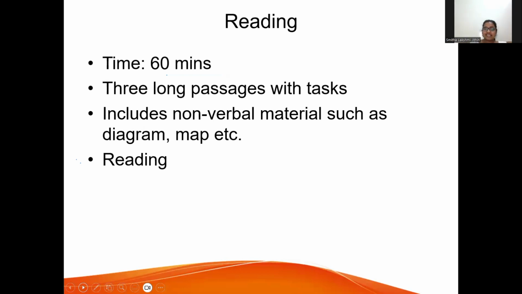In this, you will have to attempt 40 questions. Coming over to the reading. Reading takes a time of 60 minutes and you will have to go through three long passages. It also includes non-verbal materials like diagrams, maps, etc. And I will be giving you detailed orientation classes for this LSRW in my other videos.